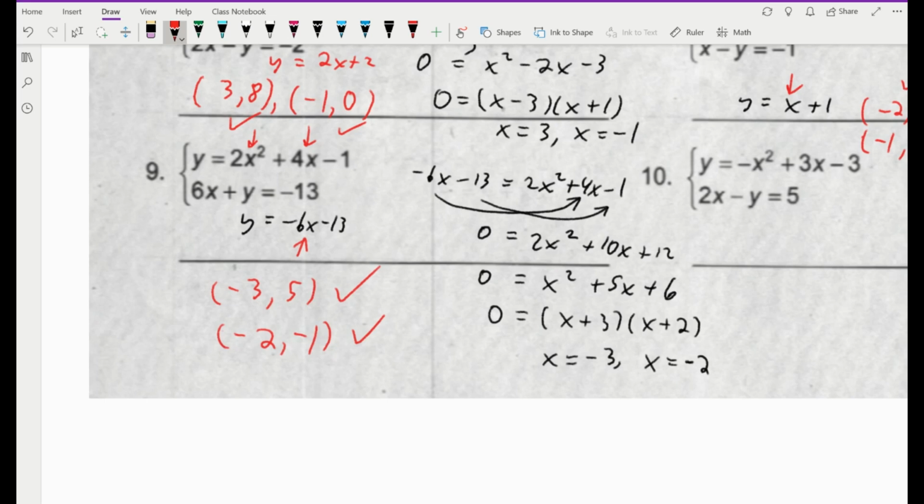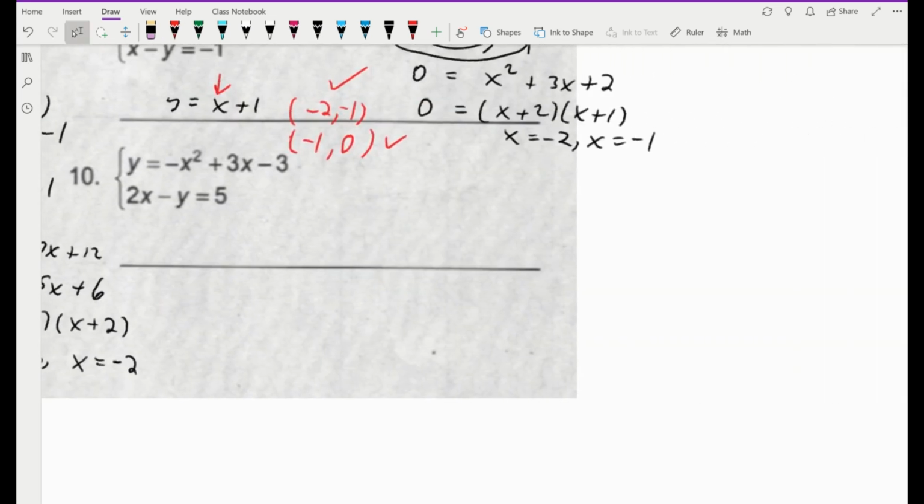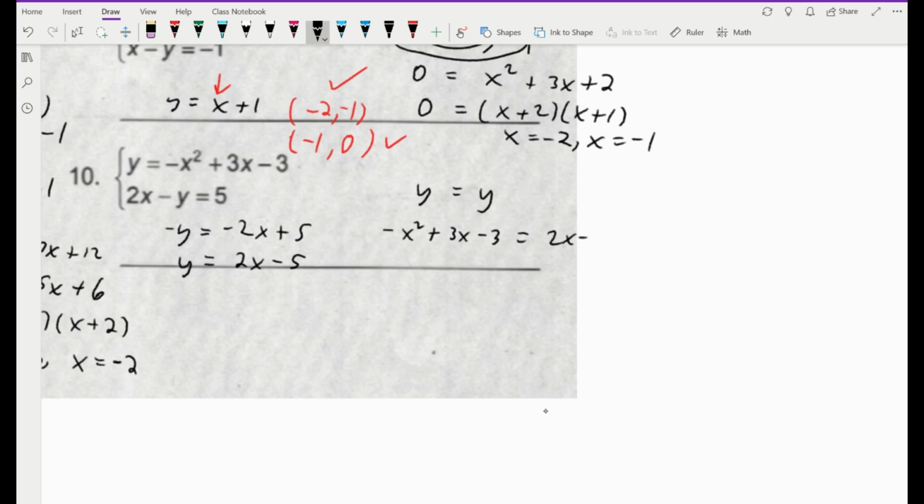Now let's look at number 10. Let's first solve for y for the linear equation. Divide both sides by -1, and we get y equals 2x minus 5. Of course, now we do, for the last problem, the y substitution as always, y equals y. I will write minus x squared plus 3x minus 3 is equal to 2x minus 5. I'll bring this over, and I'll bring the 5 over here.